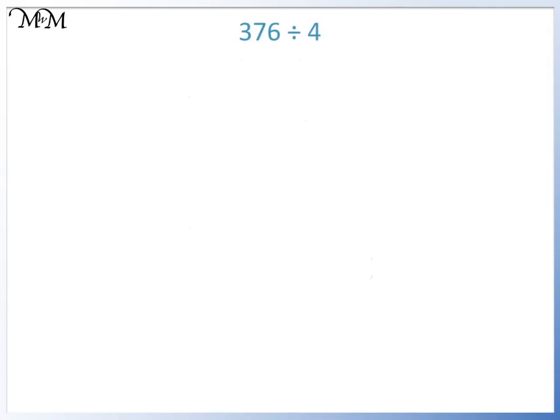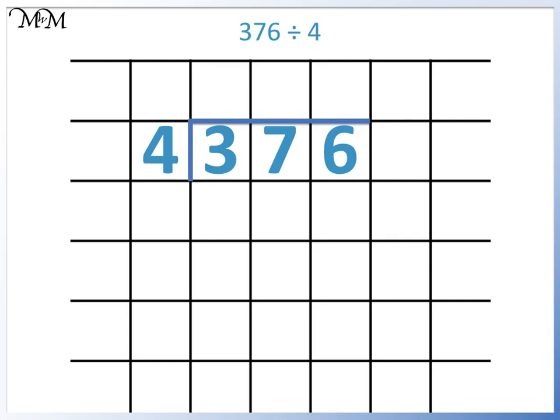376 divided by 4. We set out the calculation in the same way as we do for the short division. We want to divide all of the digits in 376 by 4, going from left to right. This is similar to short division.